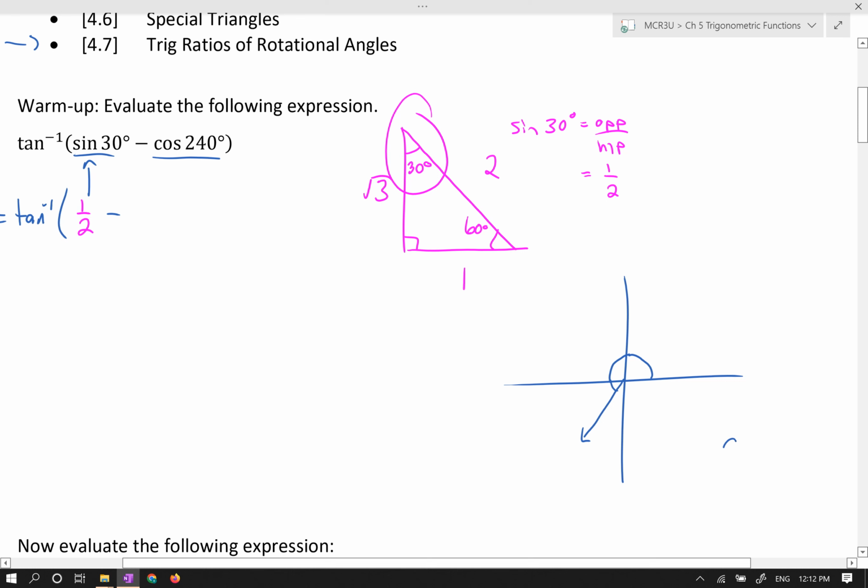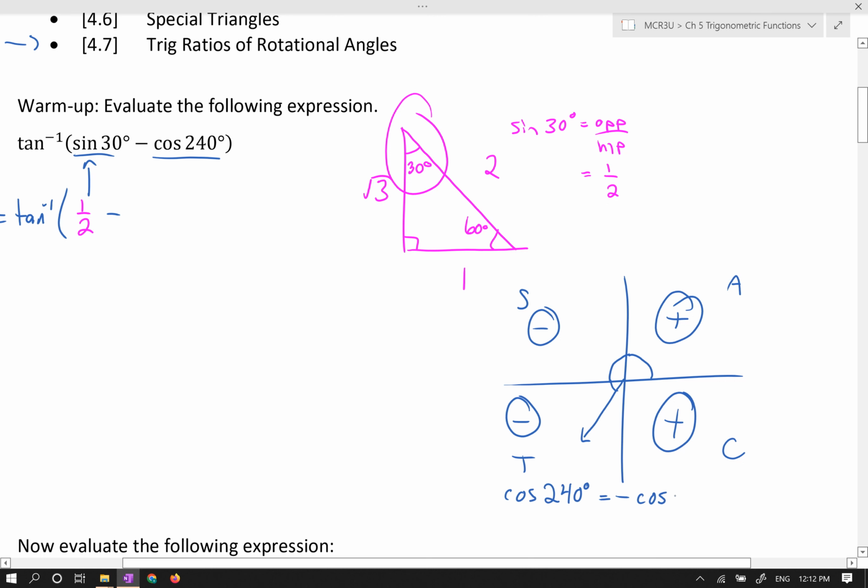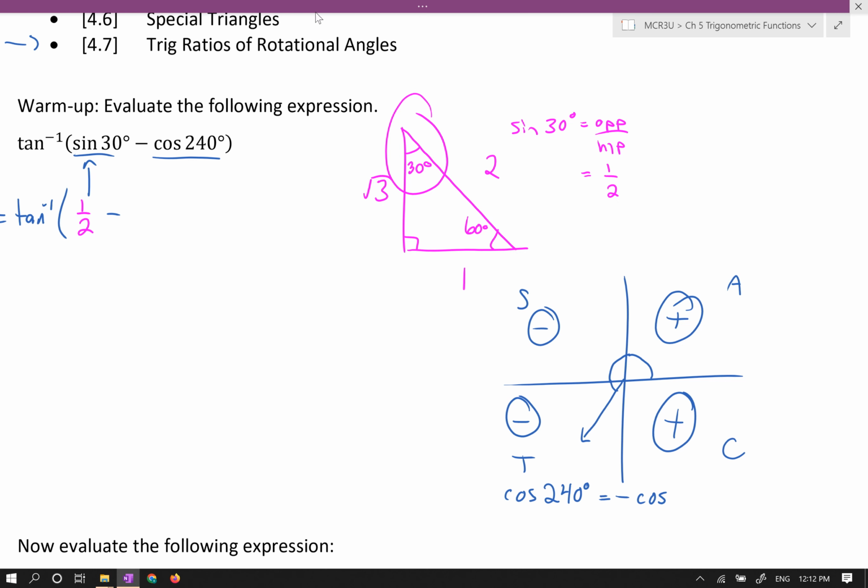So according to my CAST rule, my cosine function is negative down here. It's negative up here, positive, and positive. And if that's the case, then that means that my cosine of 240 degrees is going to be equal to negative the cosine of the related acute angle. Well, hang on. What is my related acute angle right here?